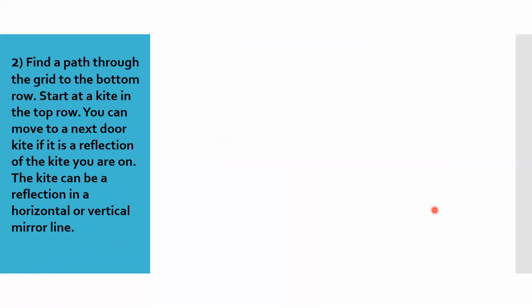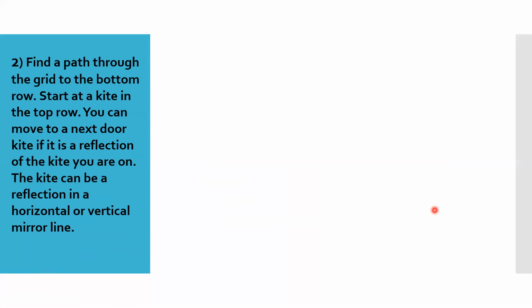Here comes our second question. Find a path through the grid to the bottom row. Start at a kite in the top row. You can move to the next door kite if it is a reflection of the kite you are on. The kite can be a reflection in a horizontal or vertical mirror line.